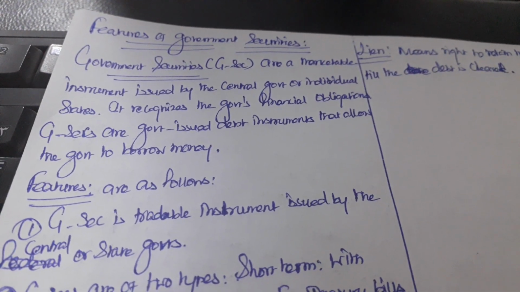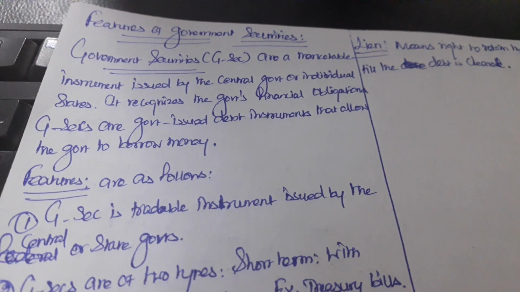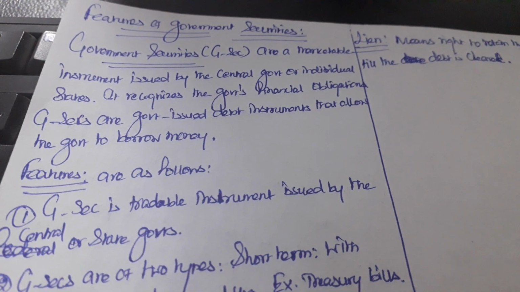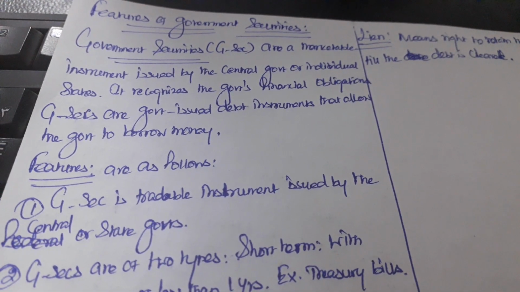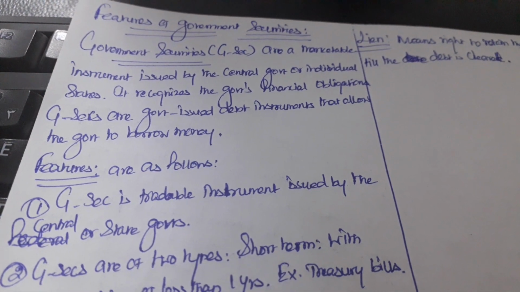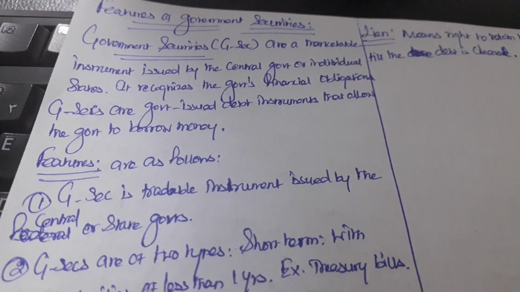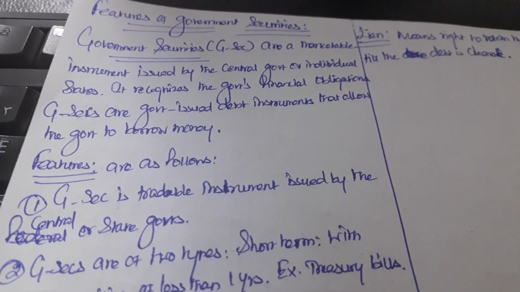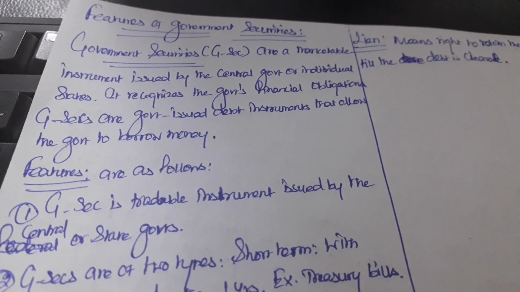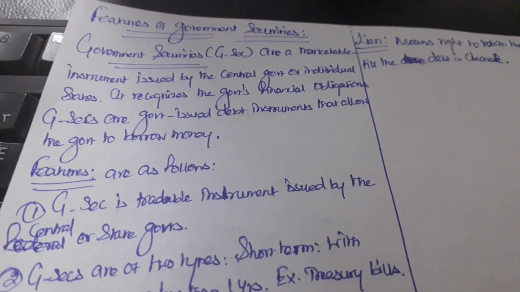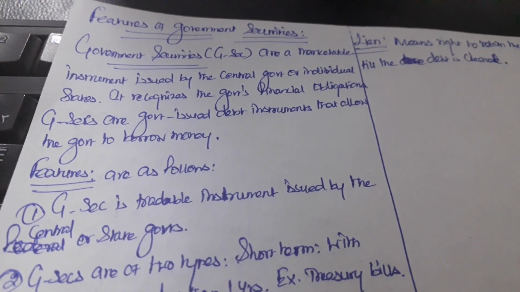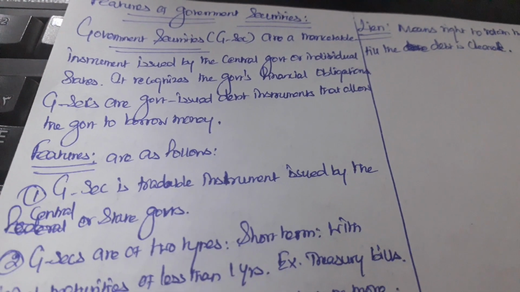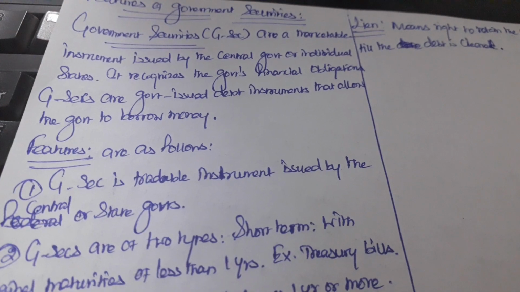Government securities are usually issued by the central government or the state governments. It recognizes the government's financial obligations. To meet the financial obligations, these securities are issued by the governments. G-secs are government issued debt instruments that allow the government to borrow money. Actually, these securities are issued by the government in the form of a debt instrument. It allows it to borrow money from several sources.